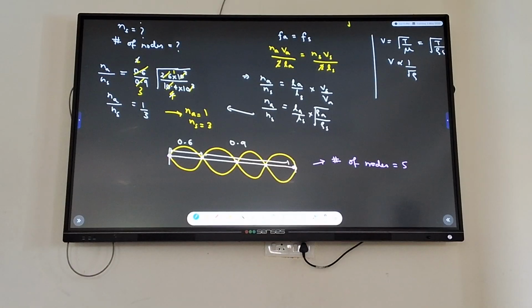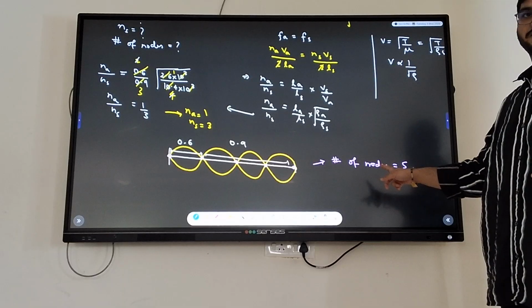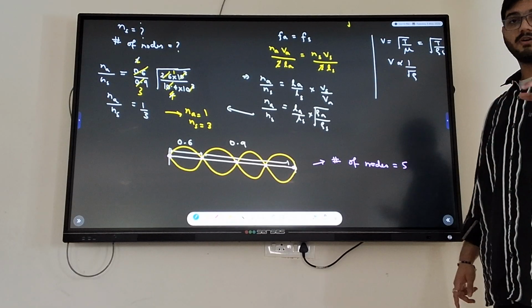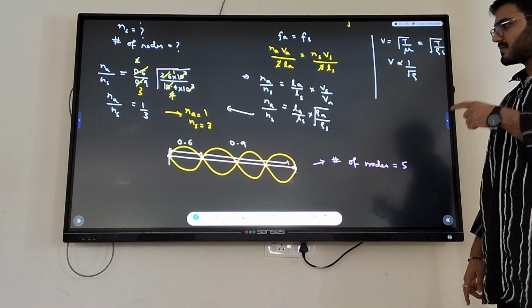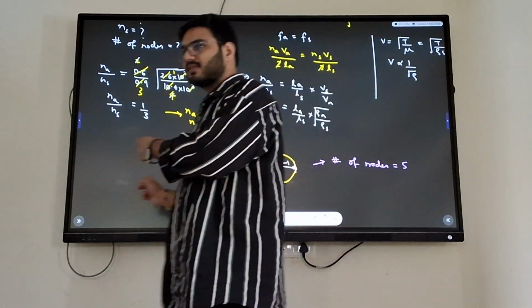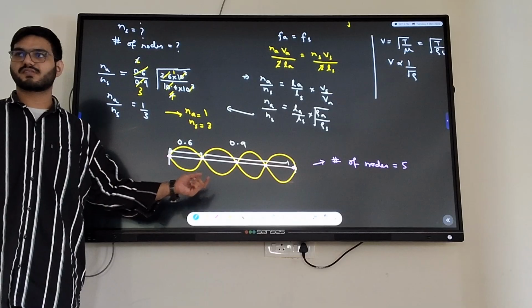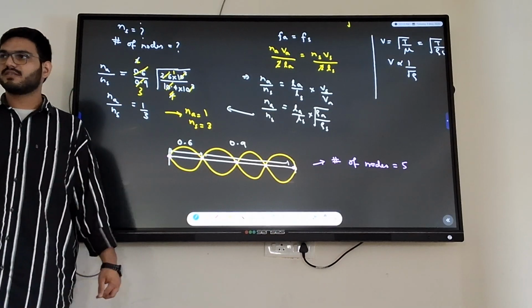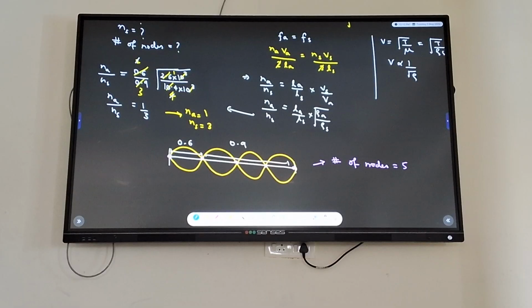Nodes correspond to those points for which the amplitude of oscillation is 0. There is no oscillation. Modes, number of modes correspond to how many loops there are. If there are n loops, 2 loops, 3 loops or something like that. How many loops are there here? 4. So n equal to 4. That's the number of modes. Do you understand? So we are done with 11th as well. Try to do question number 12. That's an interesting question.